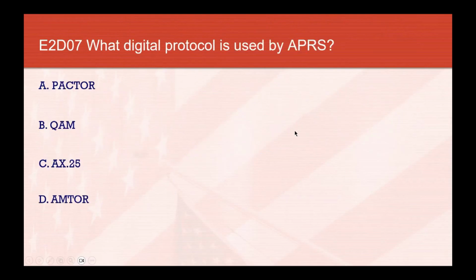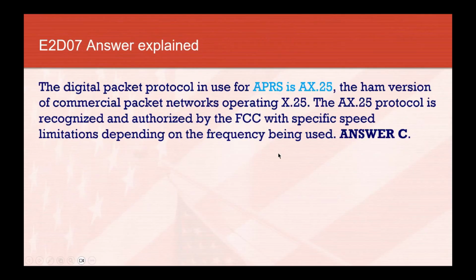What digital protocol is used by APRS? You remember that's the thing that reports your position and where you are. It's AX.25, which is a derivative of X.25, used in the commercial world for a lot of different things.